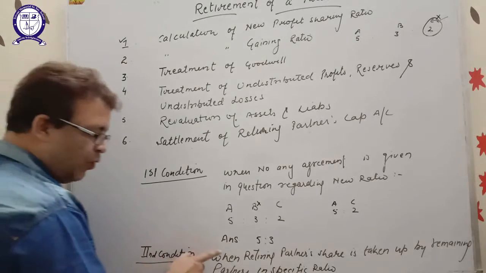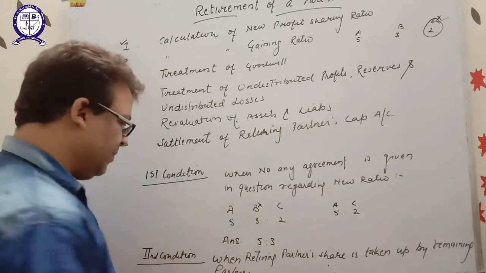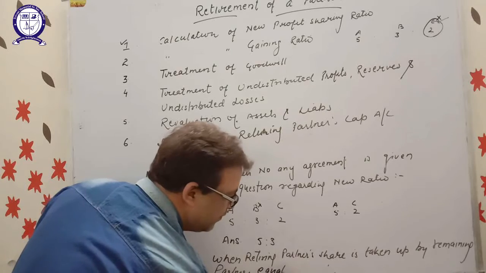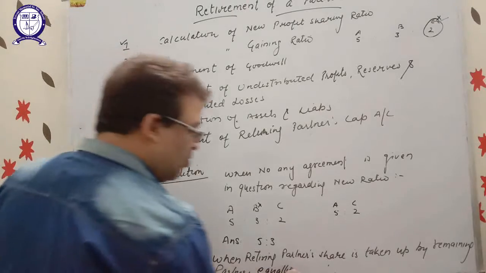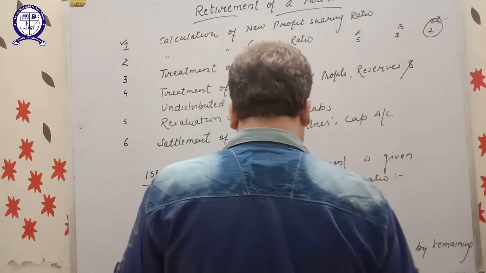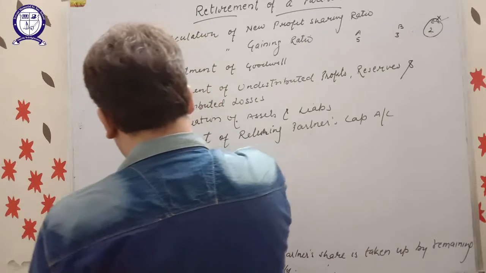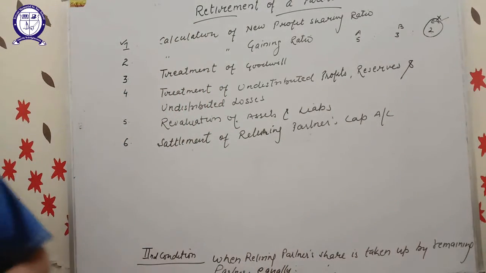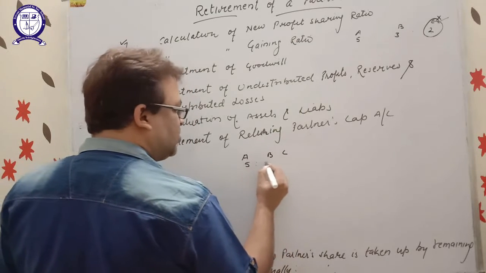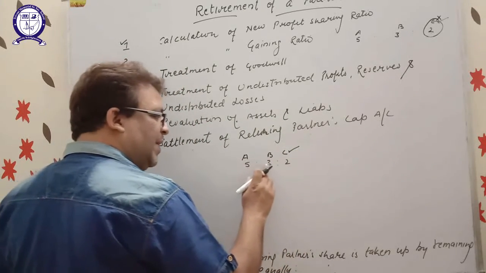Second condition, when retiring partner's share is taken up by remaining partners equally. So how to calculate new profit sharing ratio in this case? Suppose there are three partners A, B and C. Ratio is 5:3:2. C is retiring from the firm and his share is taken up by A and B equally.